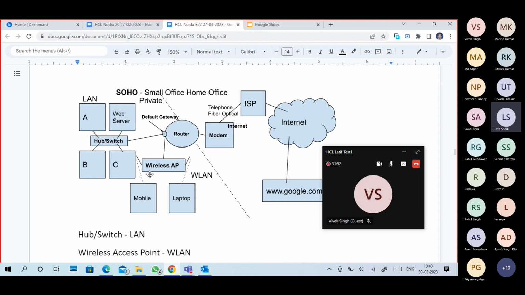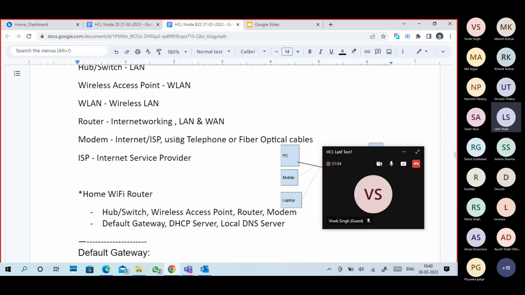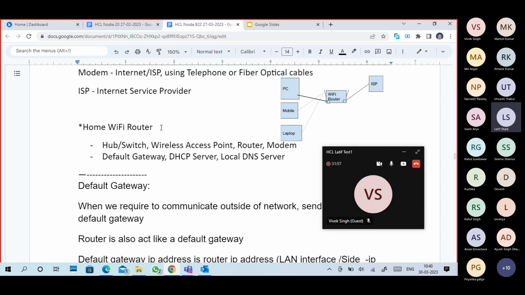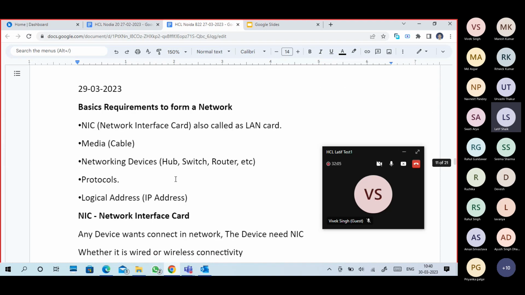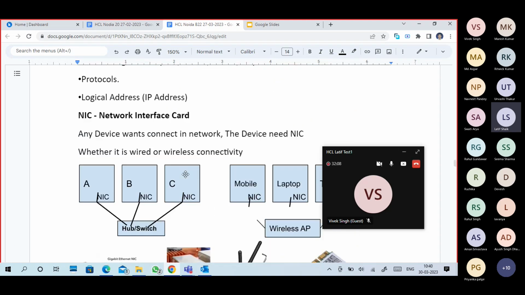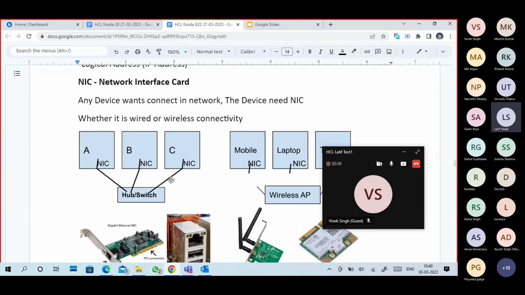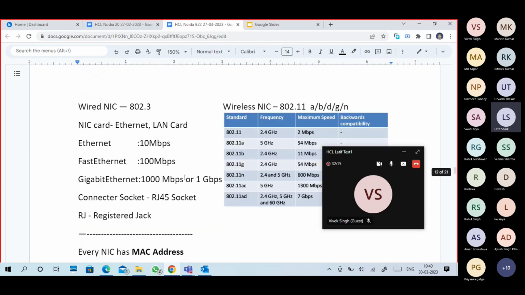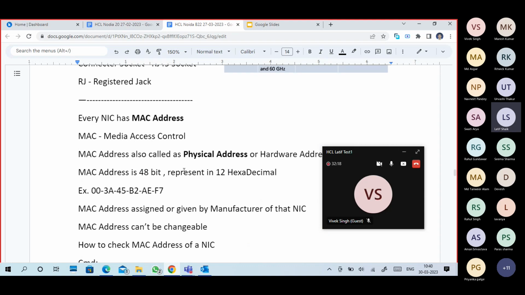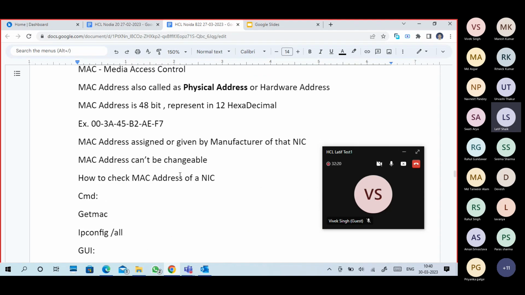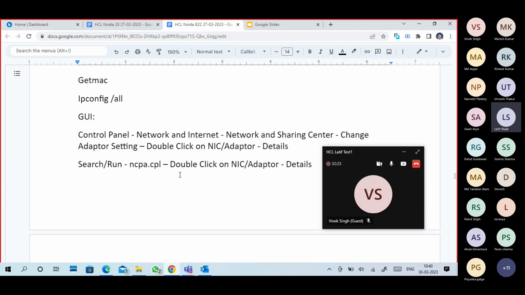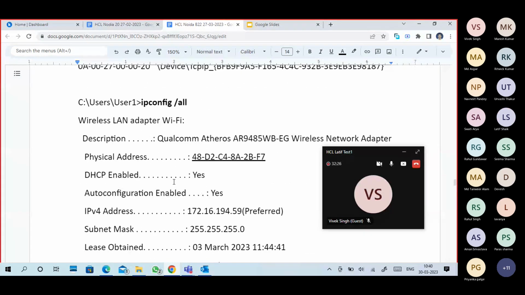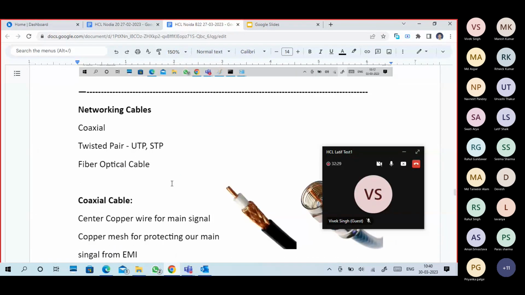Okay, so how are we getting connected to the internet? The various components that we use, and also how we are connecting in our home or offices using our home Wi-Fi router. What is the function of those things? Also we discussed NICs, mainly two types, wired and wireless, their standards, and the MAC address or physical address. How to check this MAC address? Okay, that one we discussed.